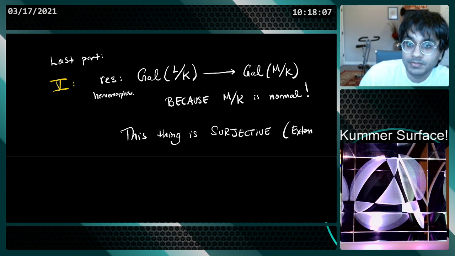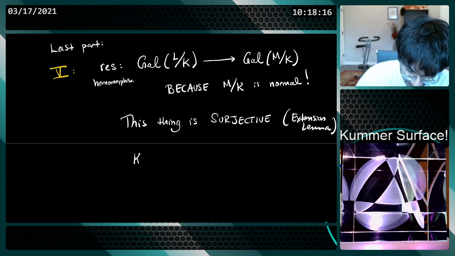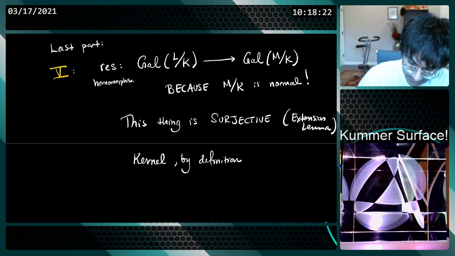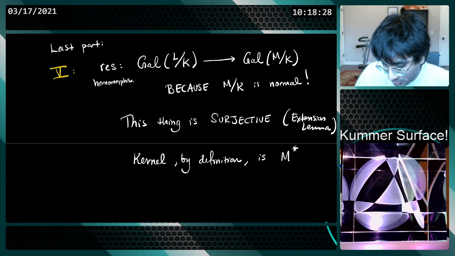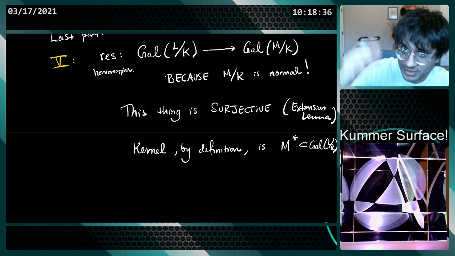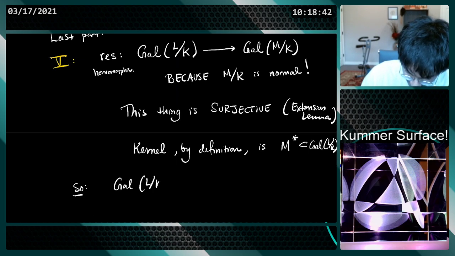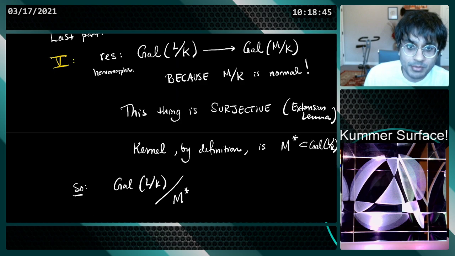And so you get this restriction homomorphism from the Galois group of the large field to the Galois group of the intermediate field. Only then can you write this homomorphism down. This thing is surjective. This is the extension lemma. And the kernel is by definition this subgroup. And so by the third isomorphism theorem from group theory, the restriction map descends to an isomorphism on the quotient.